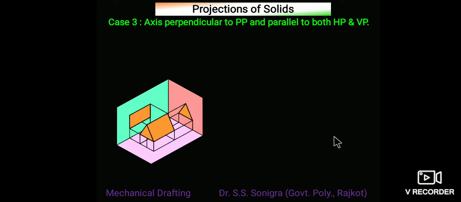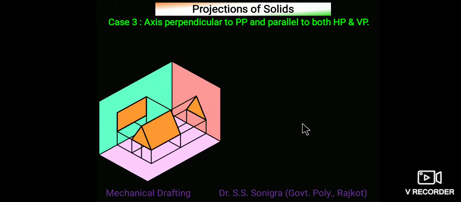Now case number 3, axis perpendicular to PP and parallel to both HP and VP. Draw the XY line, and here the side view should be drawn first because this appears as a triangle in side view. If you look from front, from this direction, it will appear as a rectangle. If you look from top, it will appear as a rectangle. From side view, it will appear as a triangle. This is a triangular prism or pyramid. Yes, it's a pyramid because two triangular faces are there. If one triangular face is there, then it is a pyramid.